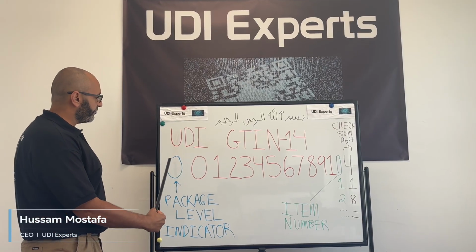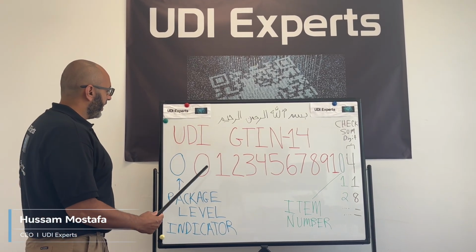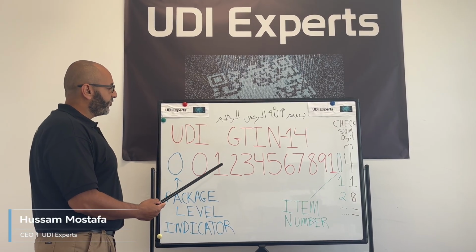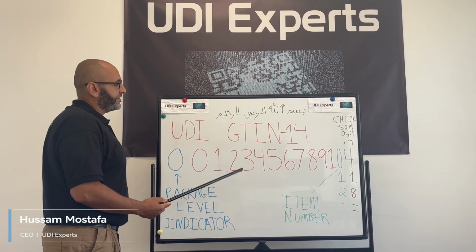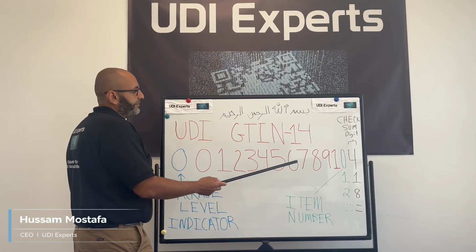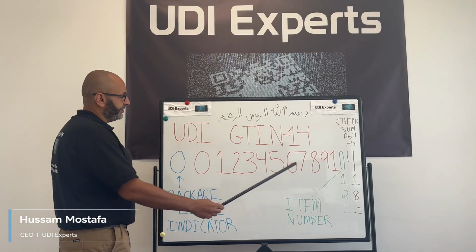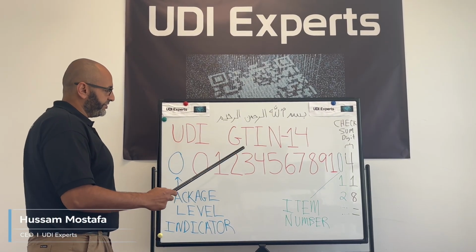So right here we have 14 digits, and so we'll just go ahead and read it out. 0, 0, 1, 2, 3, 4, 5, 6, 7, 8, 9, 0, and the last digit's a 4. So we have 14 digits, and we'll go through these digits.